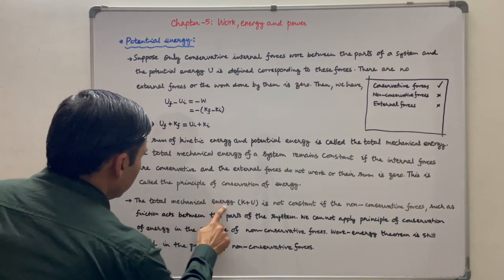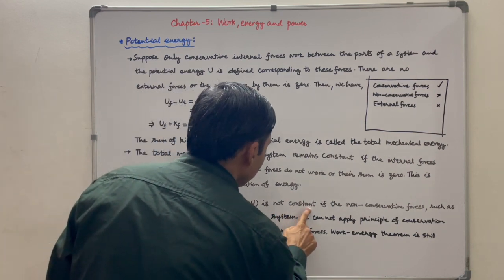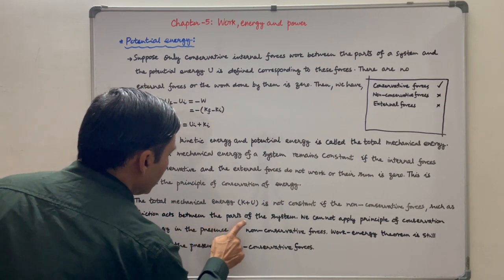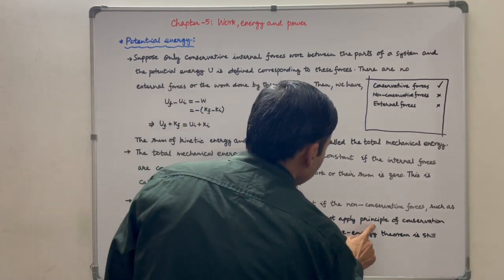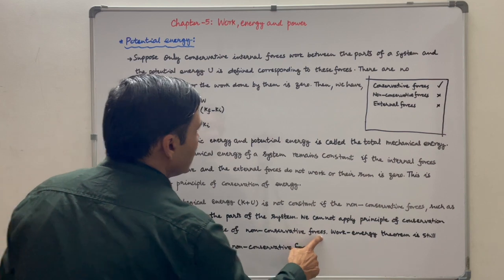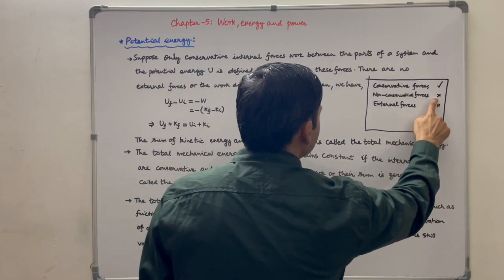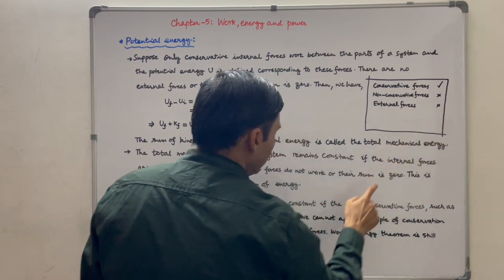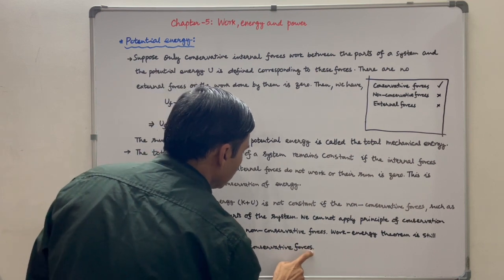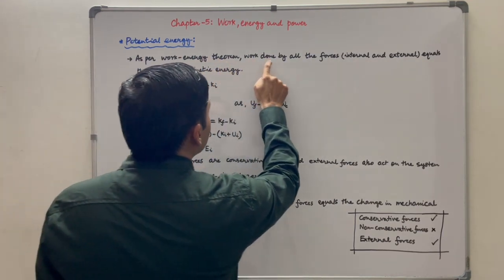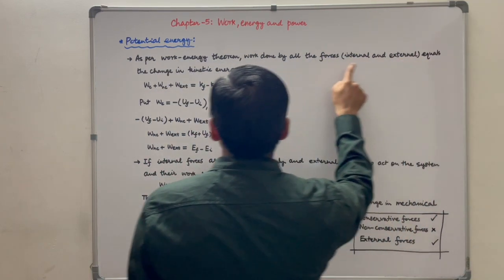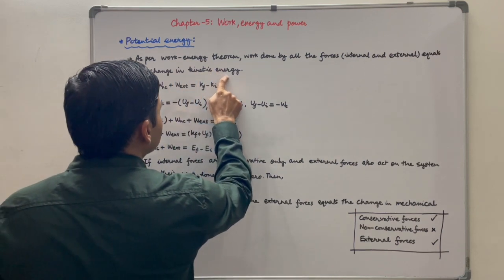The total mechanical energy K plus U is not constant if non-conservative forces such as friction act between the parts of the system. We cannot apply the principle of conservation of energy in the presence of non-conservative forces. That means if these conditions are not met, we cannot apply the principle of conservation of energy. However, the work energy theorem is still valid in the presence of non-conservative forces. As per the work energy theorem, work done by all the forces, internal as well as external, equals the change in the kinetic energy of the system.